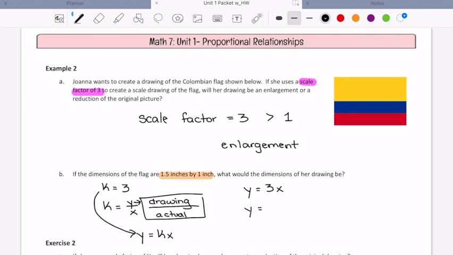I'm going to plug in the actual dimensions that they gave me one at a time. So 3 times 1.5. If I go ahead and do that in my calculator, you should get 4.5 inches. I'm also going to find my other side. So 3 times 1. Well, 3 times 1 is just 3. So my new dimensions would be 4.5 inches by 3 inches.